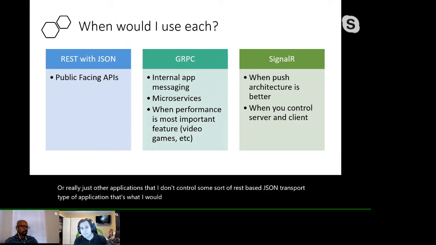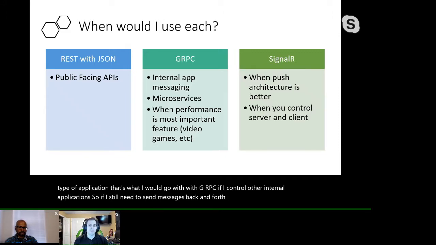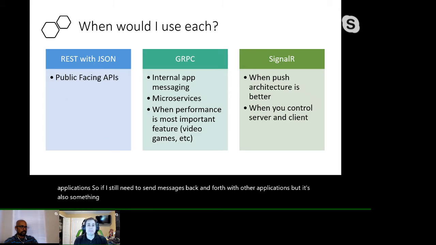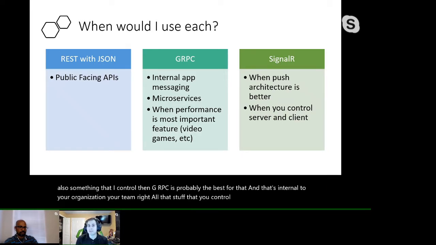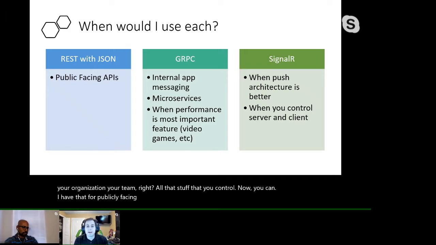With gRPC, if I control other internal applications, so if I still need to send messages back and forth with other applications, but it's all something that I control, then gRPC is probably the best for that. And that's internal to your organization, your team, right? All of that stuff that you control. Now you can have that for publicly facing APIs. There's nothing wrong with that, but that's just one of those things where it's easier to do it that way.